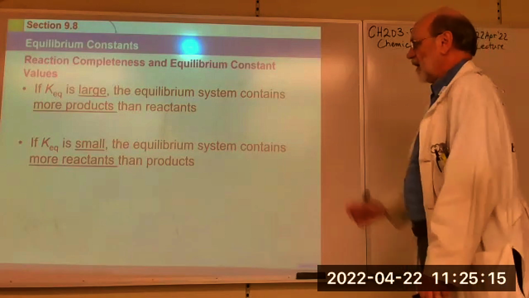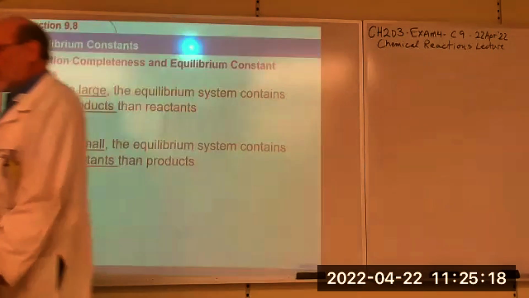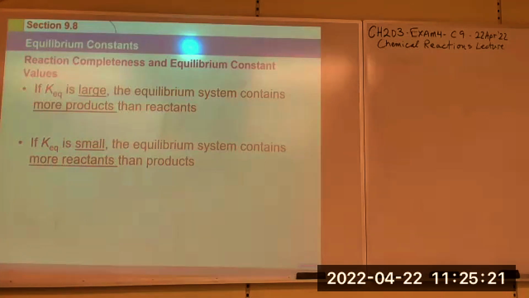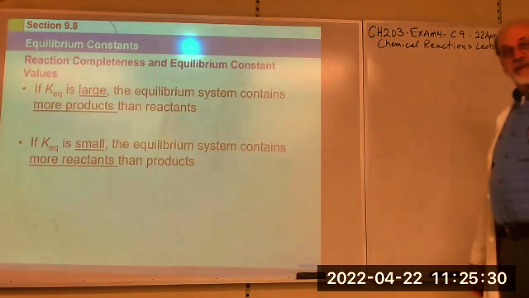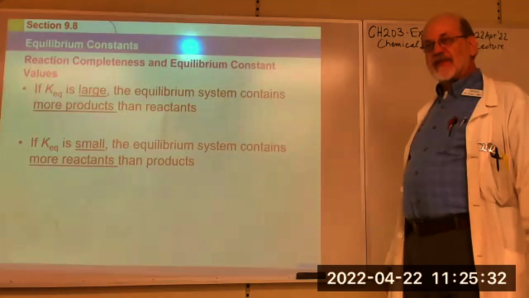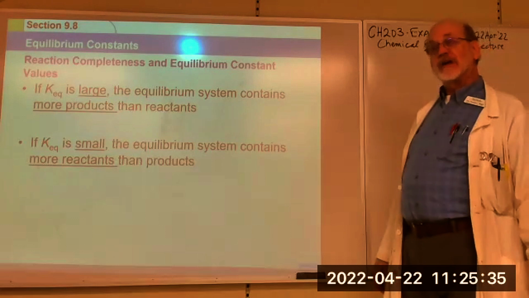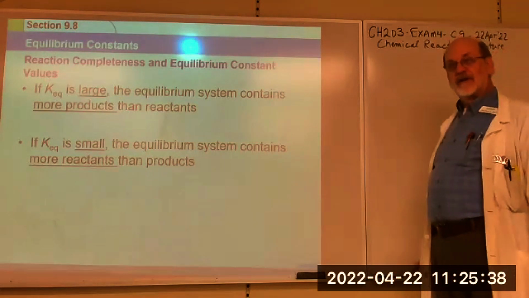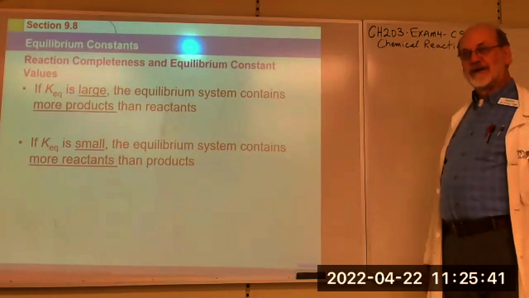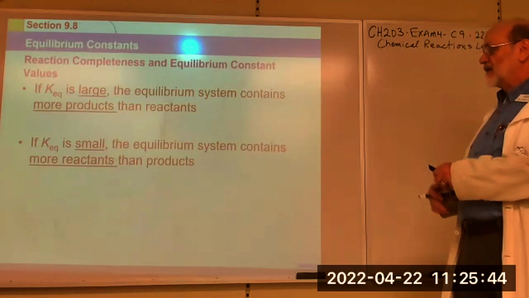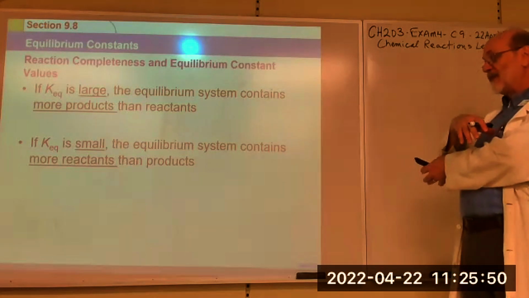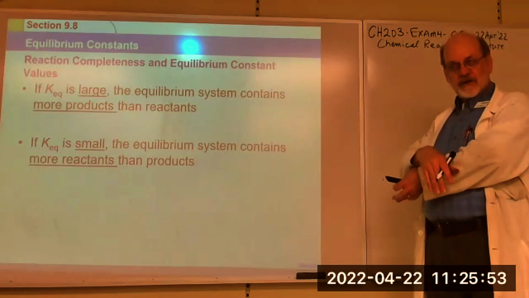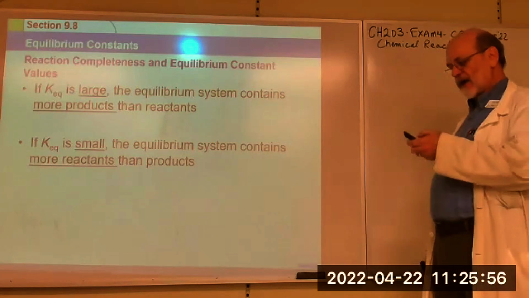Okay. Other types of conclusions we can draw from the K value. If the K is extremely large, what does that mean? That means that the numerator is big and the denominator is little, which means there's very little reactant left and there's a lot of product produced. So a large K means that products are favored. So flip that around, a small K means that reactants are favored. Okay?